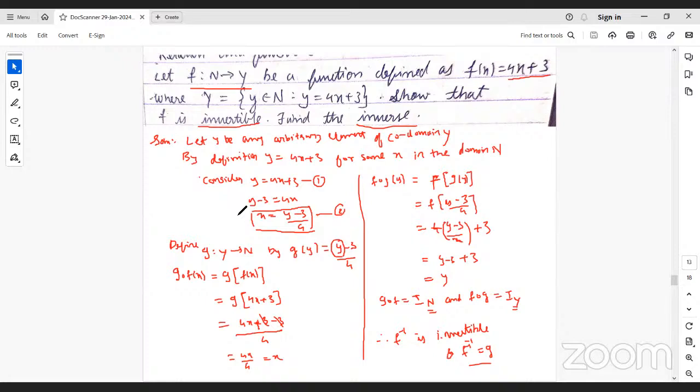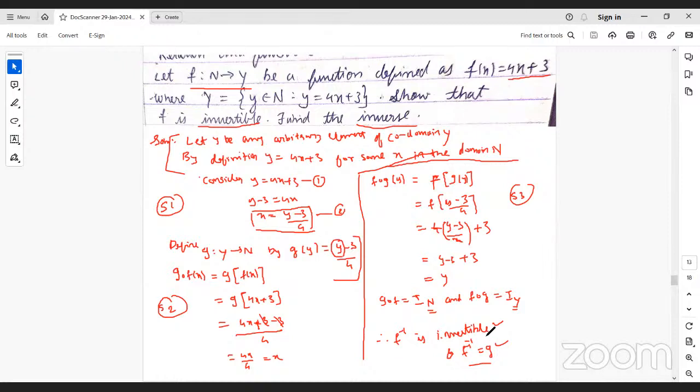So the first is the statement, finding out the x value and defining g of y. This is the first step, and this first step is common for every question. If you want, you can mark it and tick. This will be step number 1. Then to find g composition f of x, you can consider it as step number 2, and then step number 3 for f of g of y. And the last step, you need to write f is invertible, therefore f inverse is equal to g.